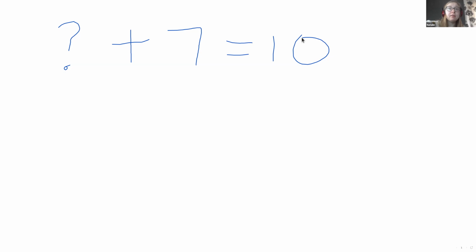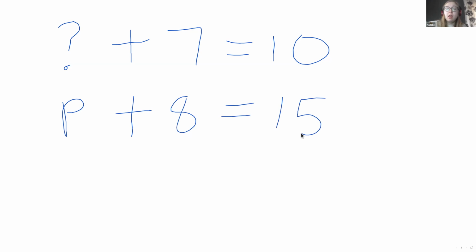So I might have the letter P, which is our unknown, our thing we don't know. And I'm going to add 8 to that, and that's equal to 15. And you're probably thinking, what do I add to 8 to get 15? Well, I add 7 to 8 to get 15. And so that means our unknown number, our P, is equal to 7. And that's it. You can solve equations.